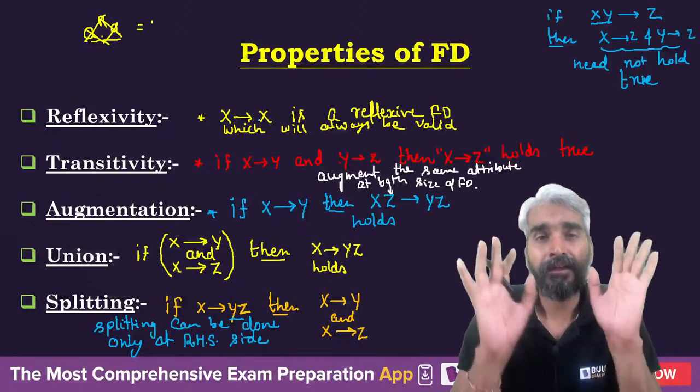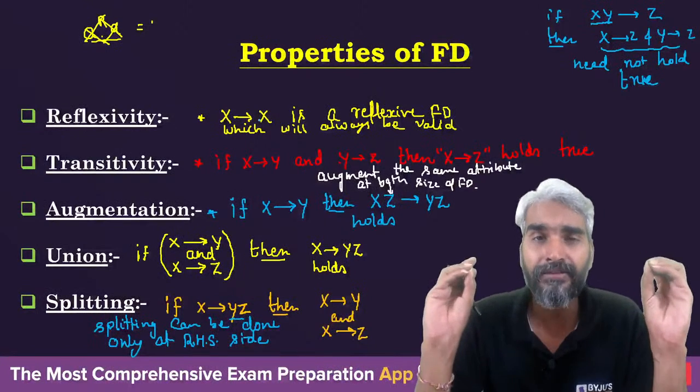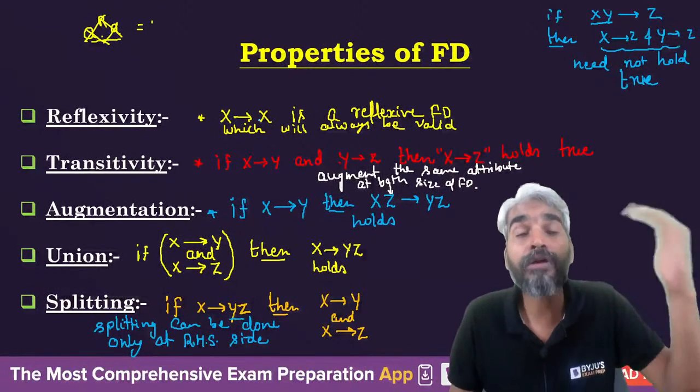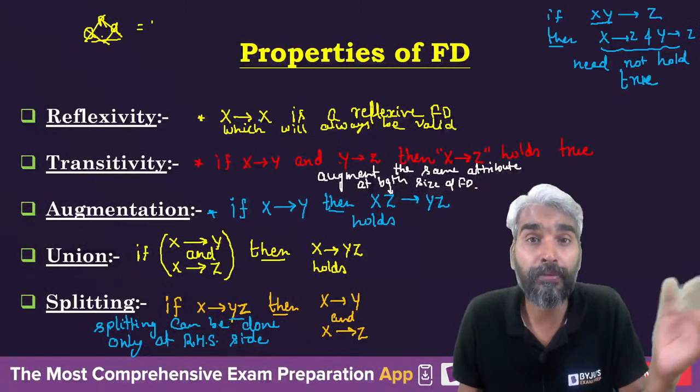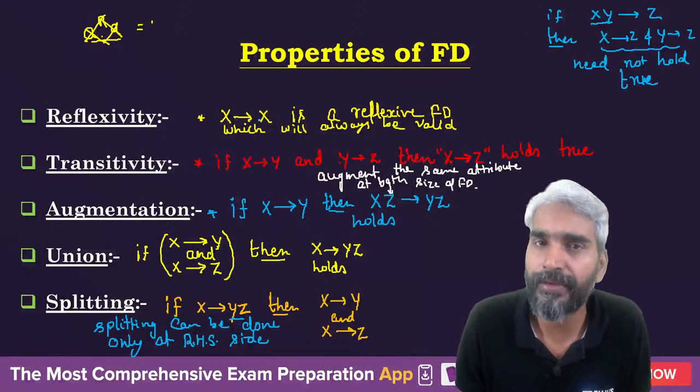What does it say? Reflexive FDs will always hold true in any relation. Transitivity says if X implies Y and Y implies Z, then the values of X and Z will also hold the property that X implies Z. That whenever the value of X will be same, the values of Z will be same.